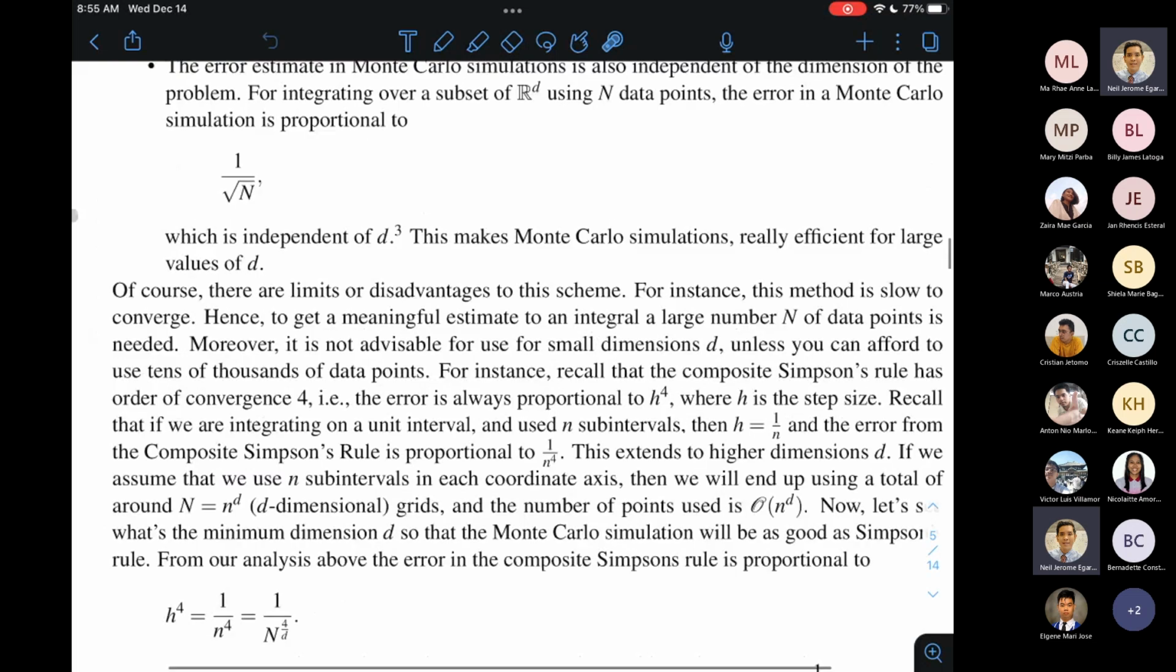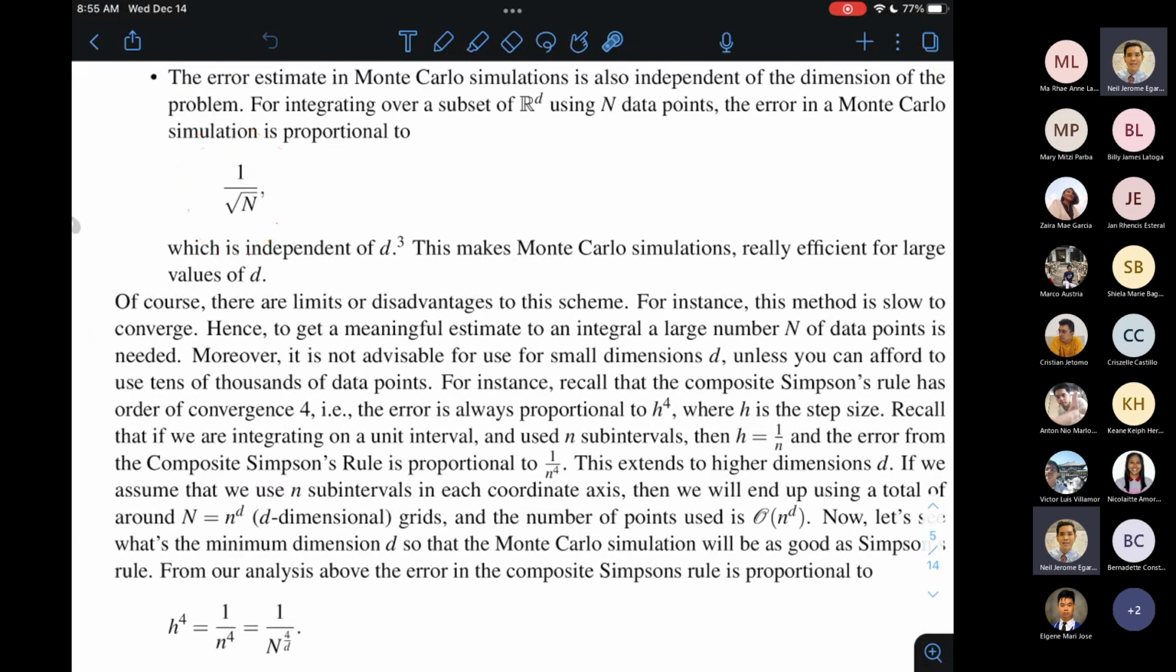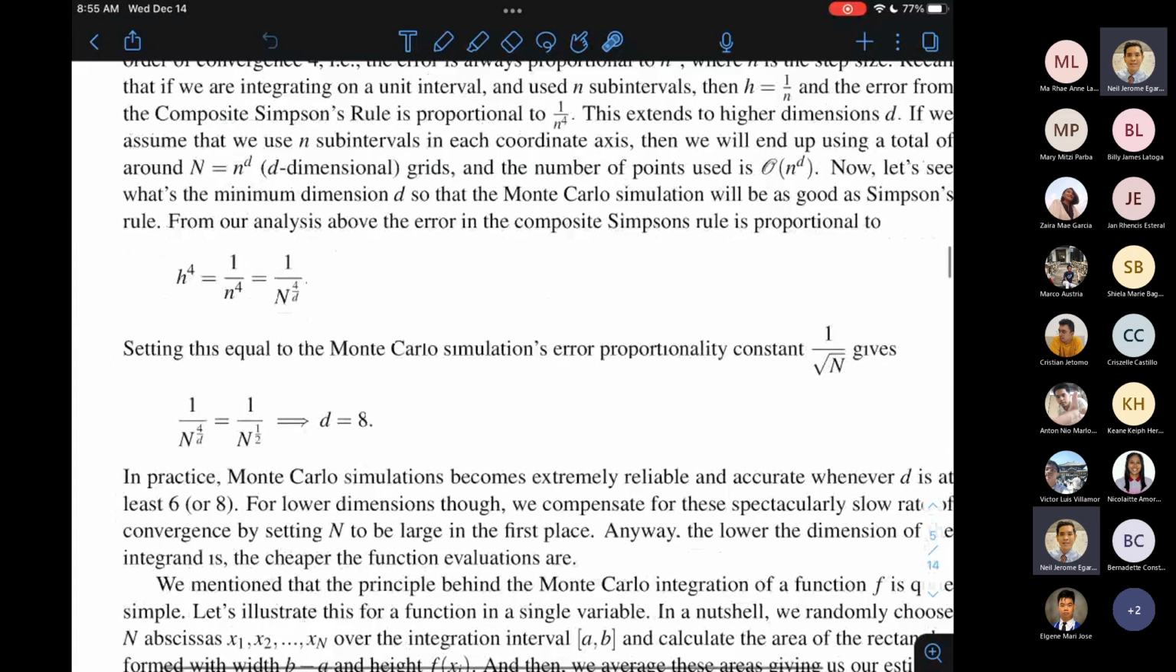Pero alam natin, para sa Monte Carlo simulation, asymptotic error bound ay 1 over root of n. So I'll just set the two guys equal to each other, composite rule. Tapos ito yung nanggaling sa Monte Carlo simulation. Solve for D, that means D is equal to 8. So that means na magiging parehas yung performance ng composite Simpson's rule at Monte Carlo simulation only when you are at least at dimension 8. So kung walo yung variables na ini-integrate mo, huwag ka na mag-composite Simpson's rule kasi yung performance ng composite Simpson's rule ay kaparehas na ng performance ng Monte Carlo simulation.